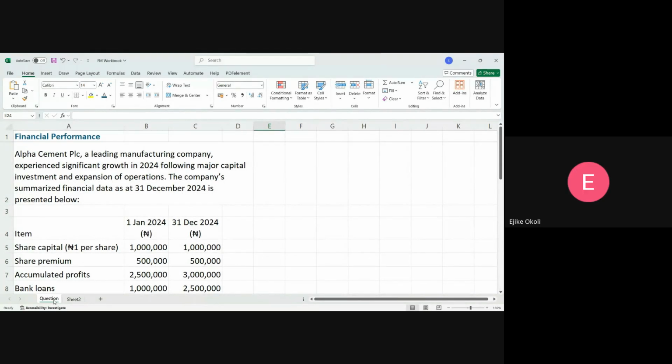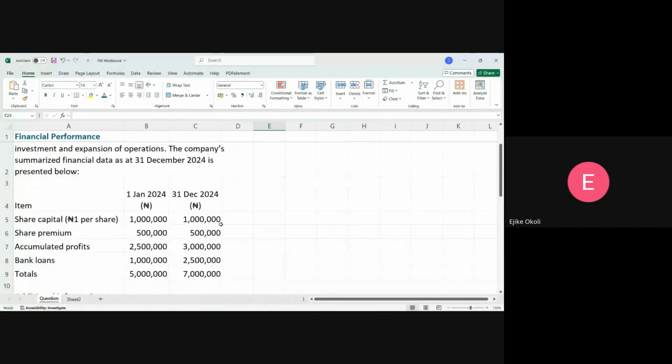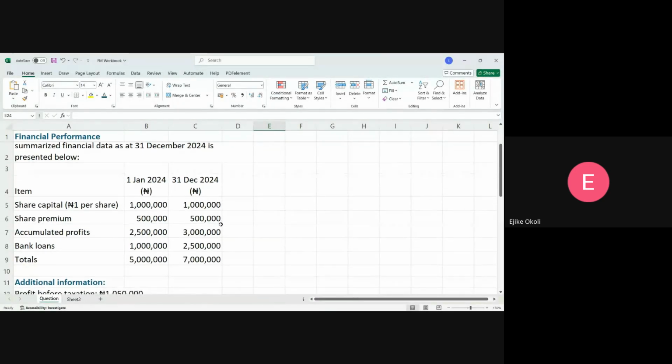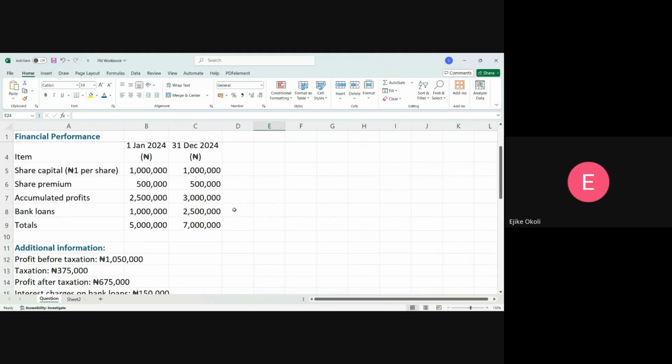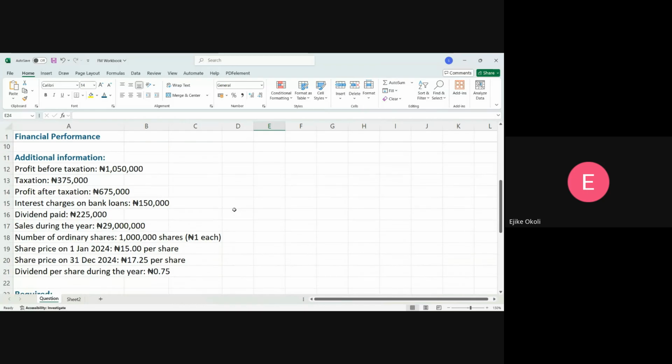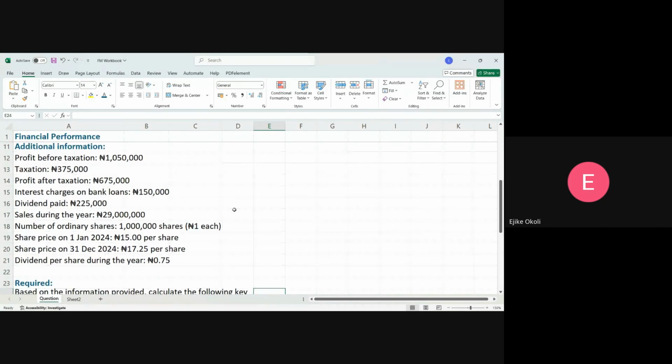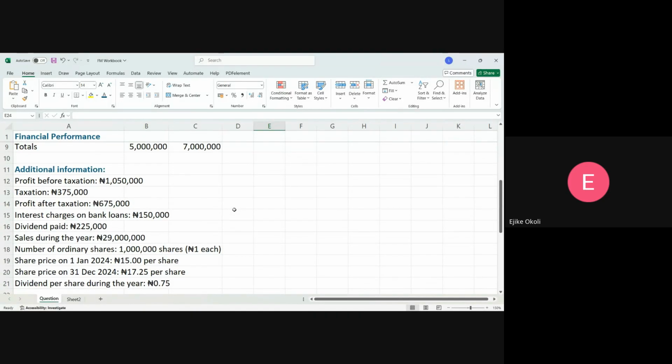Alpha Cement PLC, a leading manufacturing company, experienced significant growth in 2024 following major capital investment and expansion of operations. The company's summarized financial data as at 31 December 2024 is presented below. Share capital for 1 January 2024 is 1 million, and that of 31 December is 1 million. Share premium for January and December is 500,000. Accumulated profit is 2.5 million. Additional information: profit before taxation is 1,050,000. Taxation is 375,000. Profit after tax is 675,000.